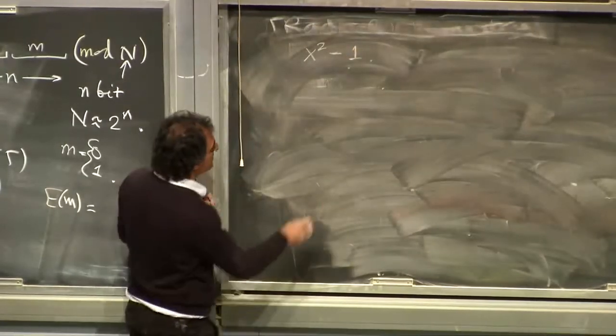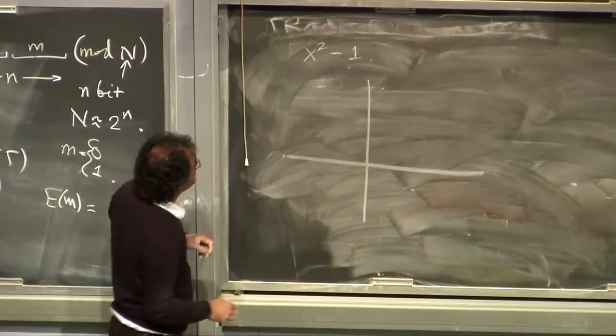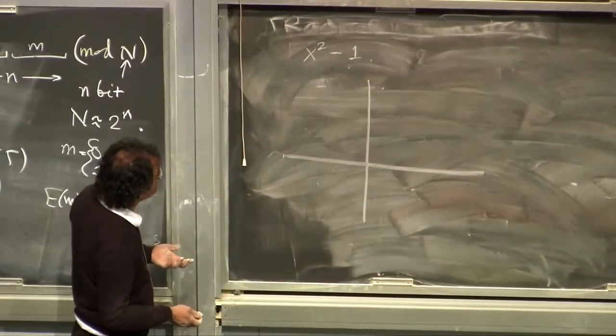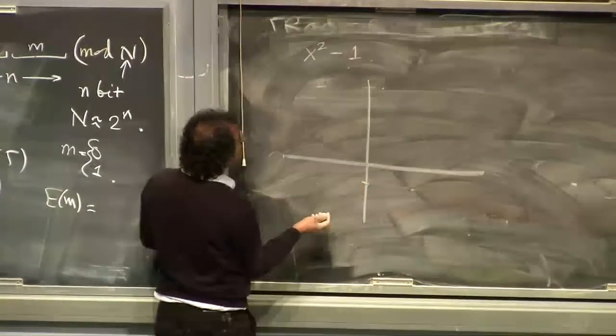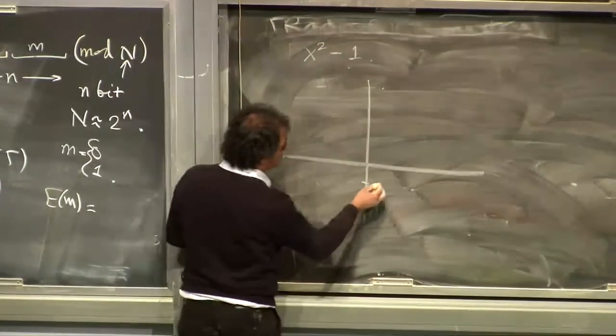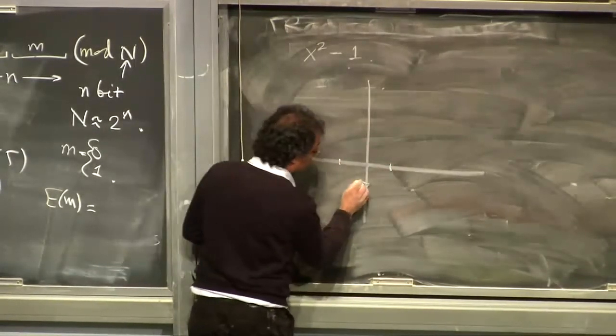Okay, let's try to plot it out. So y equal to x squared minus 1. At 0, it's minus 1. At 1, it's 0. And at minus 1, it's 0. And then it sort of goes up from there.